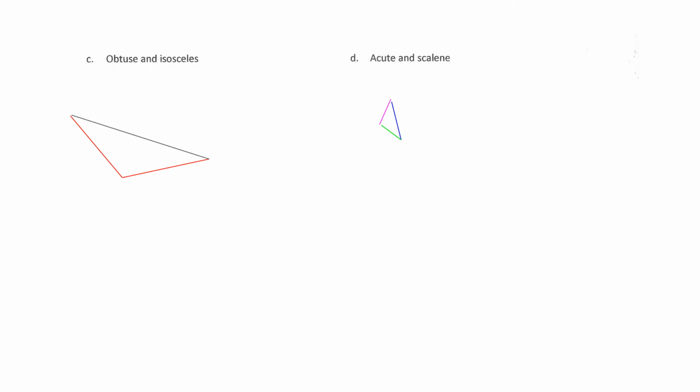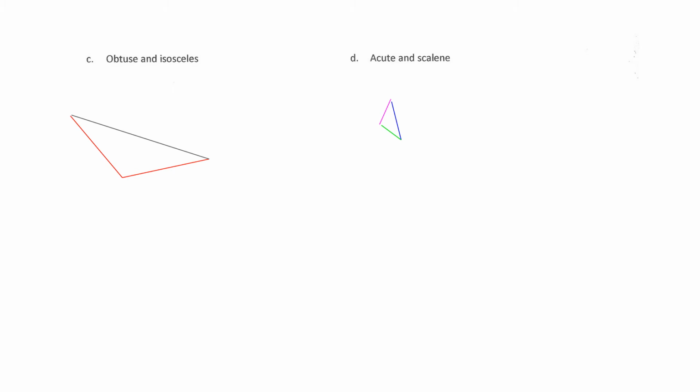Obtuse and isosceles. So isosceles means that two sides are equal lengths, which is why I made them both red, and one is different. And obtuse means an angle larger than 90 degrees. So for the protractor, you'd have to label this angle as well.